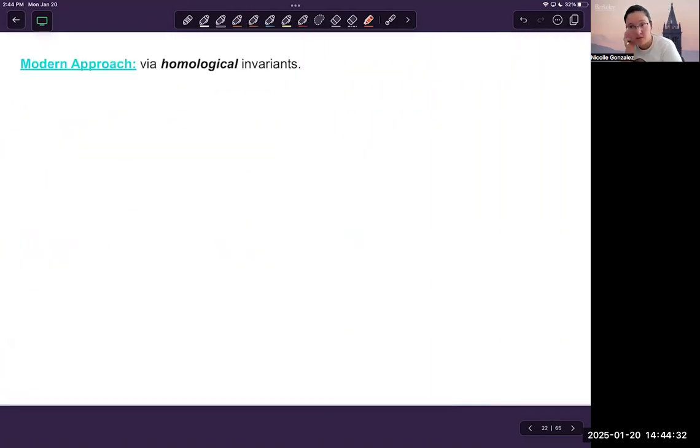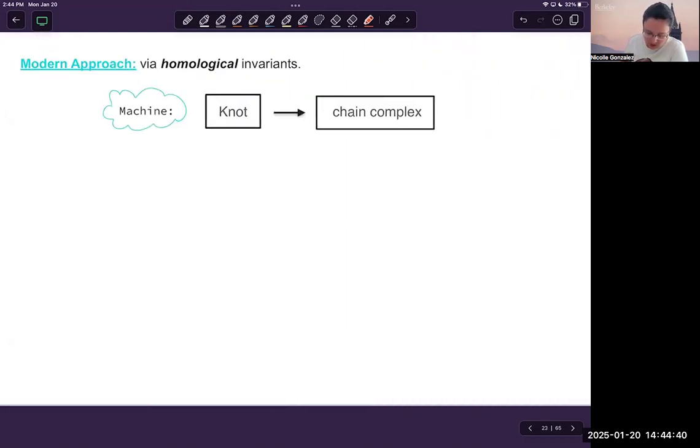Well, the modern approach to this is by appealing to homological invariants. A homological invariant is the following. It's a machine that eats a knot, but now instead of spitting out a polynomial, it spits out a chain complex, which is a much more complicated algebraic object. For those of you who don't remember what a chain complex is, imagine that you take a family of vector spaces, let's say V1, V2, V3. Maybe it's an infinite family, maybe it's a finite family, Vn plus 1, maybe there are more.